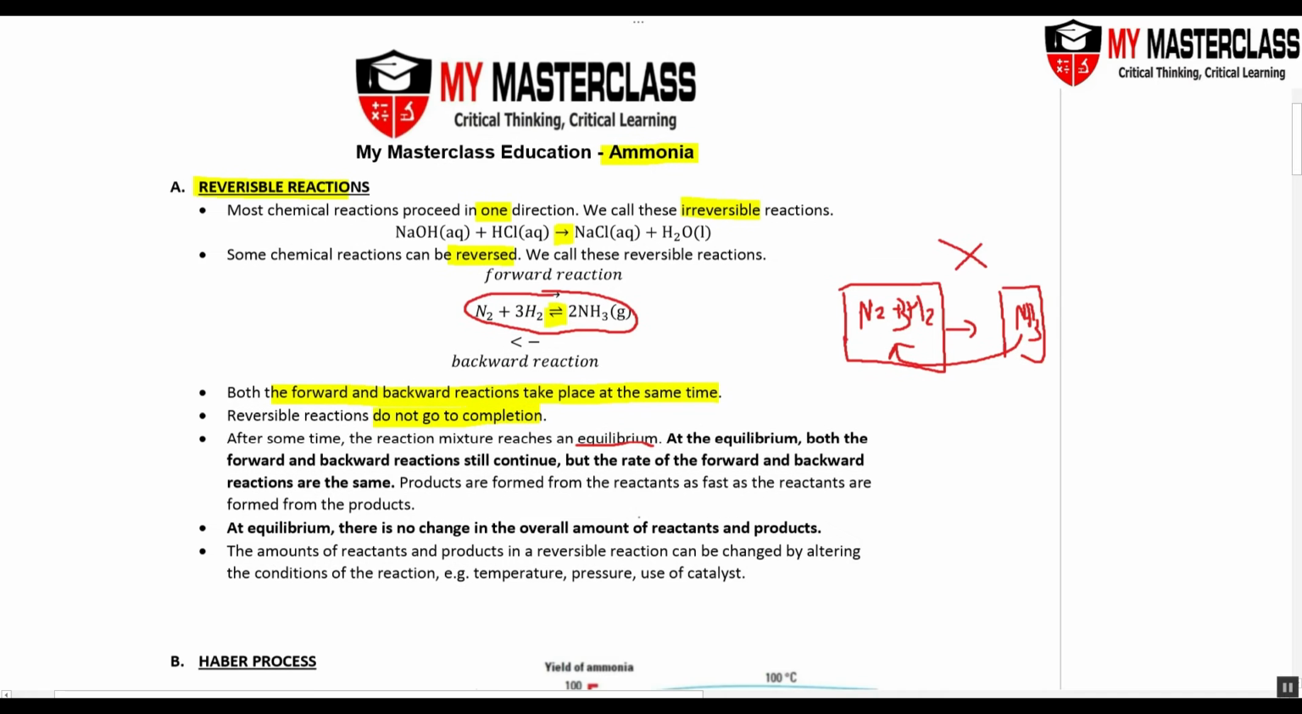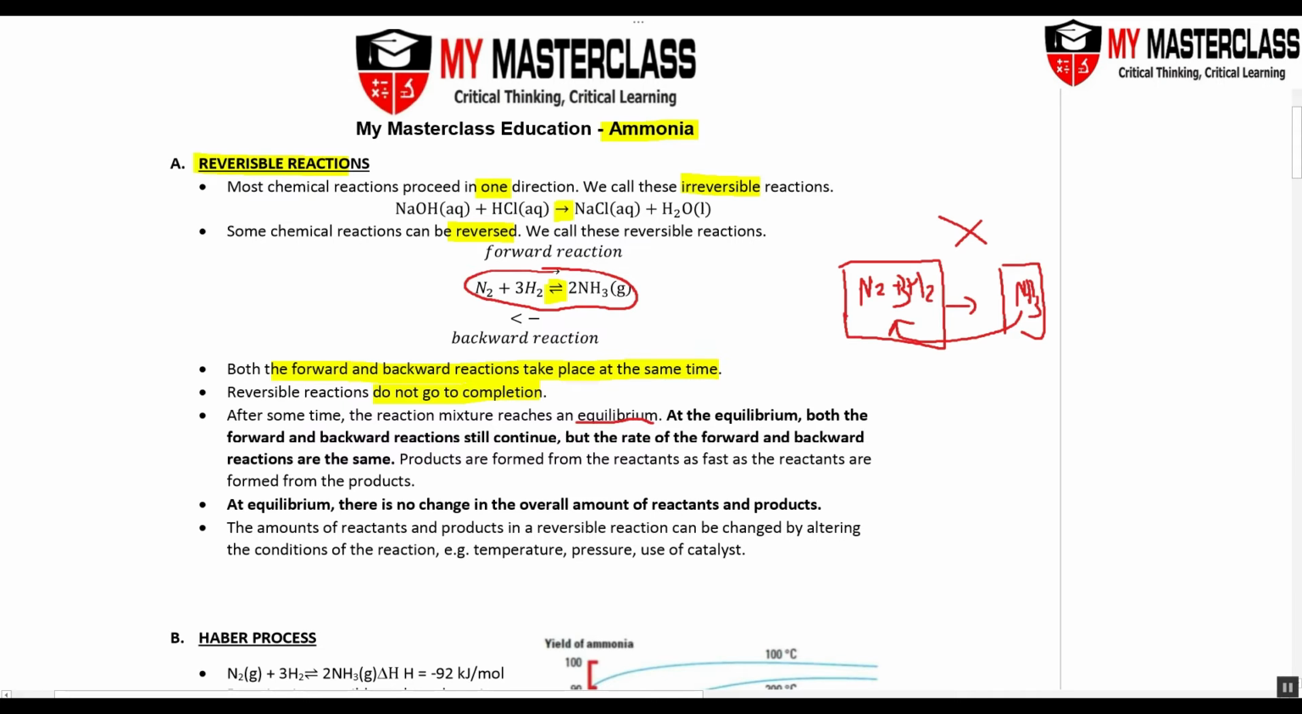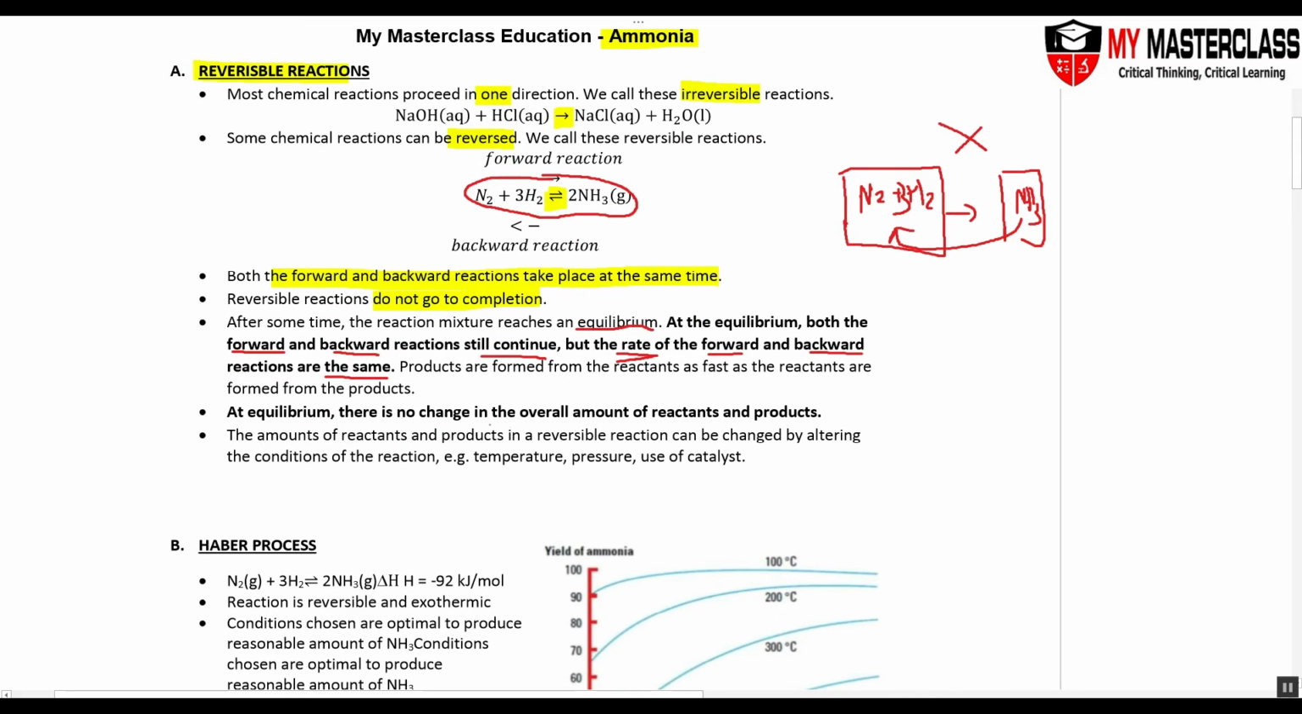So what do we mean when the reaction reaches equilibrium? At equilibrium, both the forward and backward reactions are still ongoing, but the rate of the forward and the backward are the same. Meaning to say, if I form two ammonia, at the same time these two ammonia will also break back down into nitrogen and hydrogen gas. So the rate of forming and the rate of breaking down is the same. Okay, at equilibrium, there is no change in the overall amount of products and reactants.